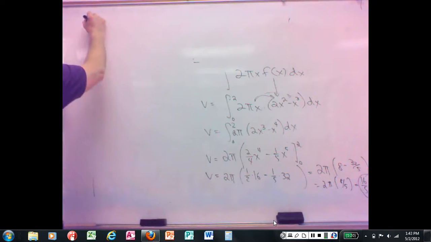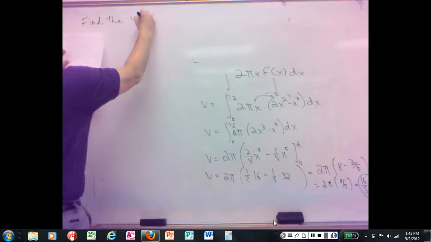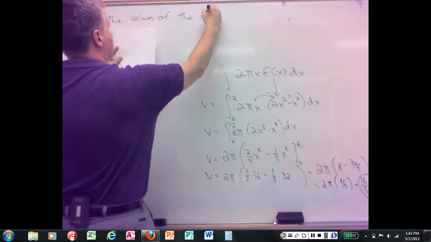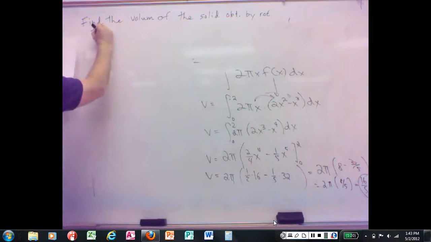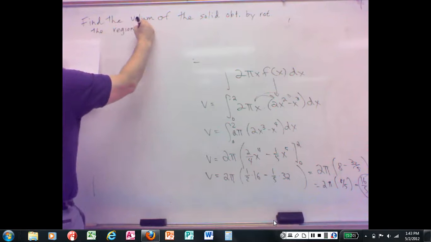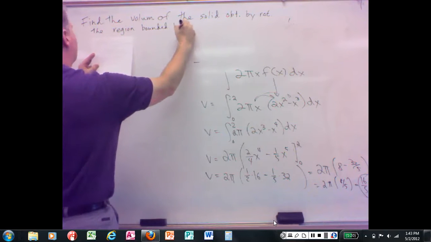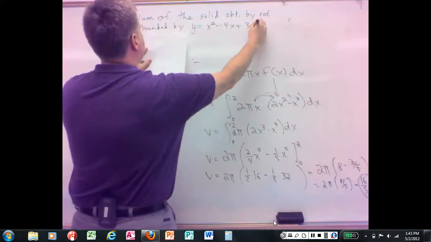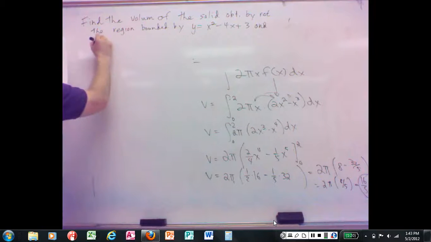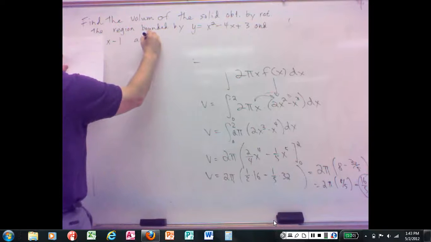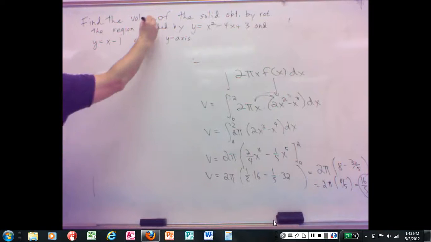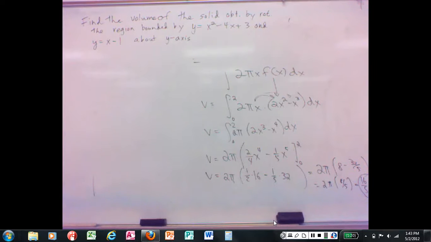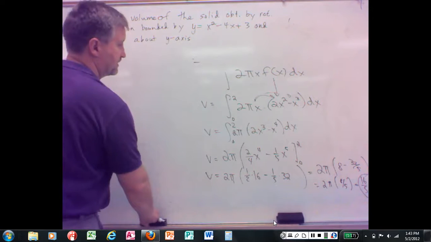Find the volume of the solid obtained by rotating the region bounded by y equals x squared minus 4x plus 3 and y equals x minus 1 about the y-axis.